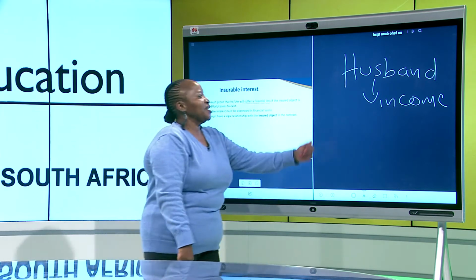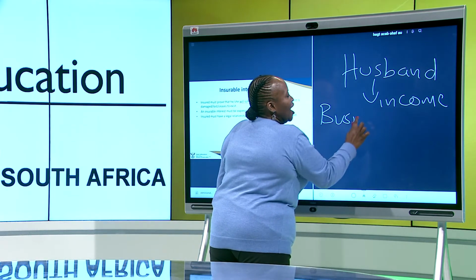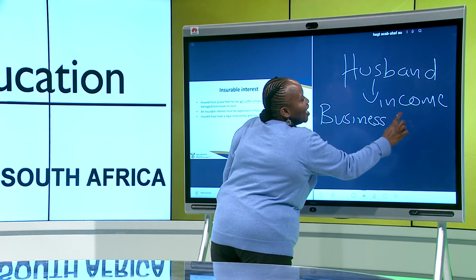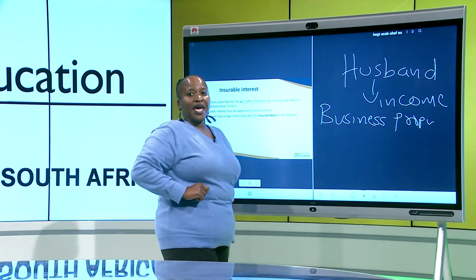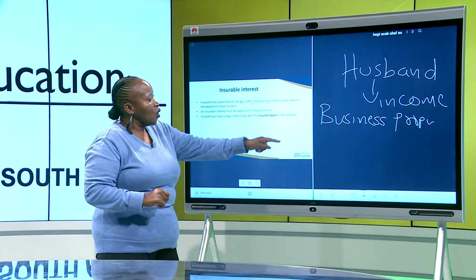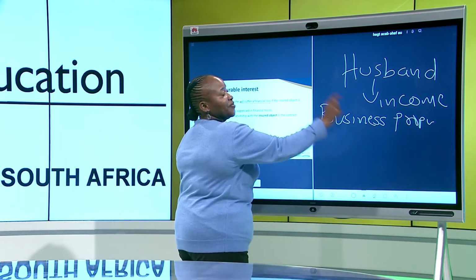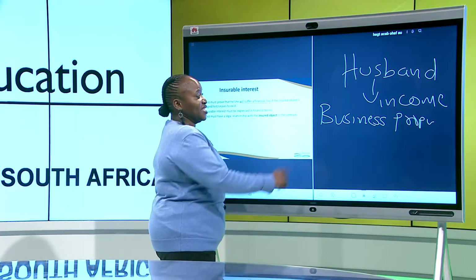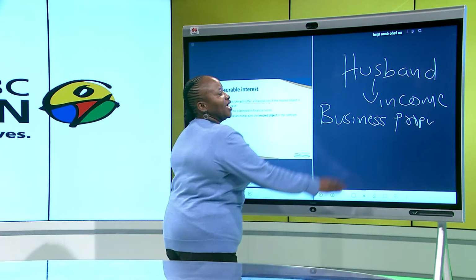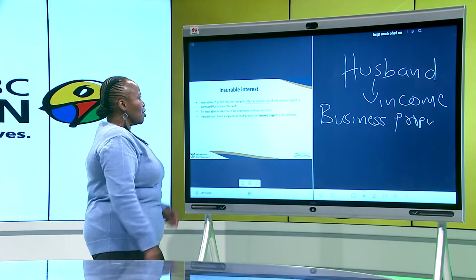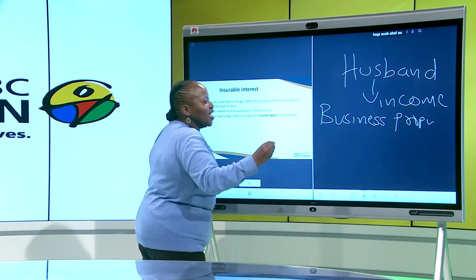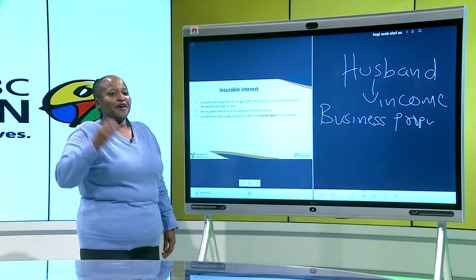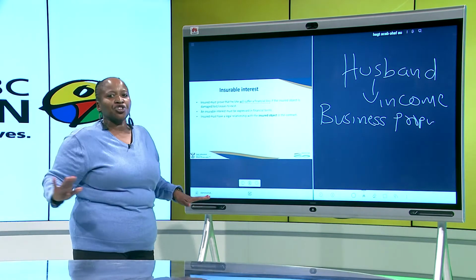Another one, businesses, property. A businessman will have an insurable interest over his or her business. Why? Because he gets income from this business. And when this business is destroyed by anything, then he loses out. That is why we say insured must prove that he will suffer a financial loss. If one cannot suffer a financial loss, then there's no insurable interest.